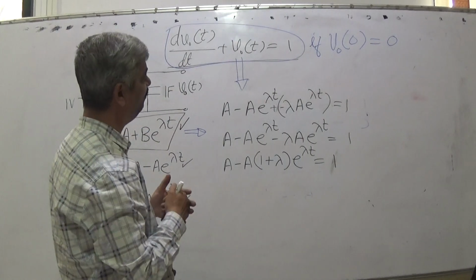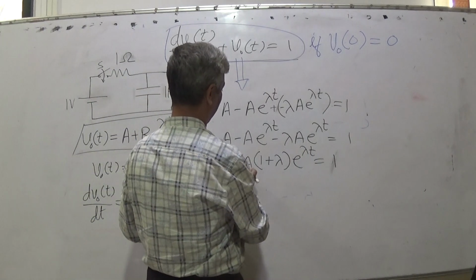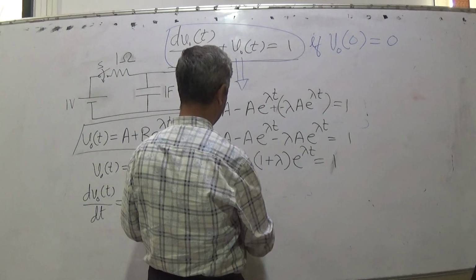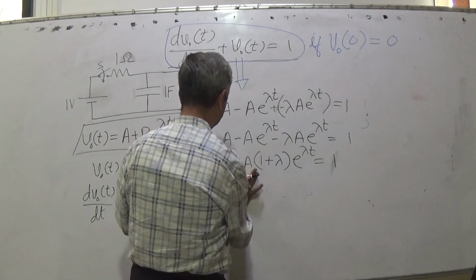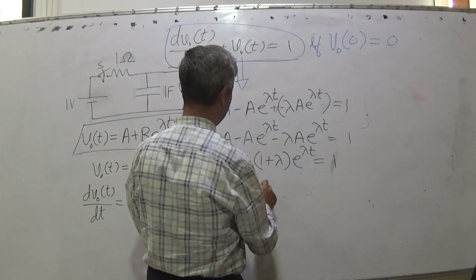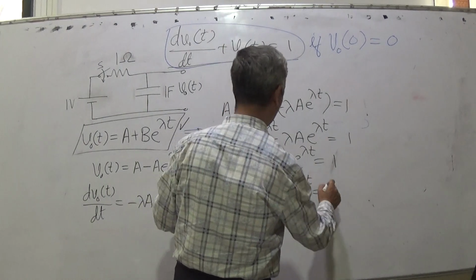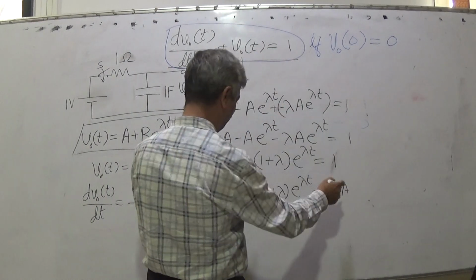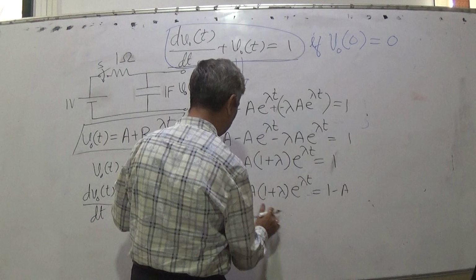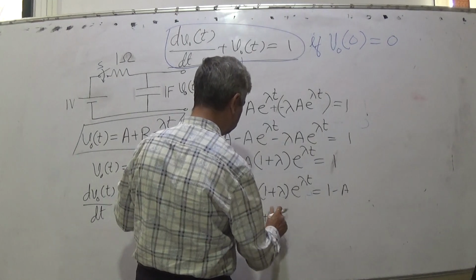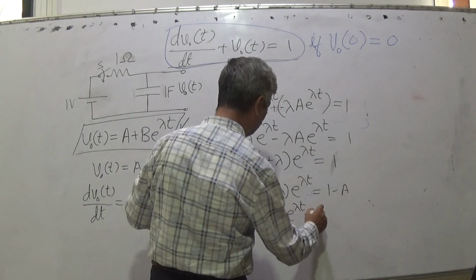So now I can rewrite again, this A will go on the other side, so minus A into 1 plus lambda e raised to lambda t is equal to 1 minus A. So I will multiply by minus 1. I am trying my level best to simplify. A into bracket 1 plus lambda e raised to lambda t is equal to A minus 1.